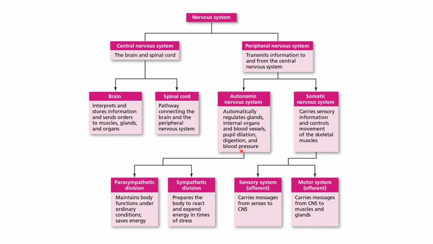So the autonomic nervous system is divided into two, the parasympathetic and the sympathetic autonomic nervous system. The sympathetic nervous system, as you might have heard before, is the fight or flight response, and the parasympathetic autonomic nervous system generates the rest and digest response.